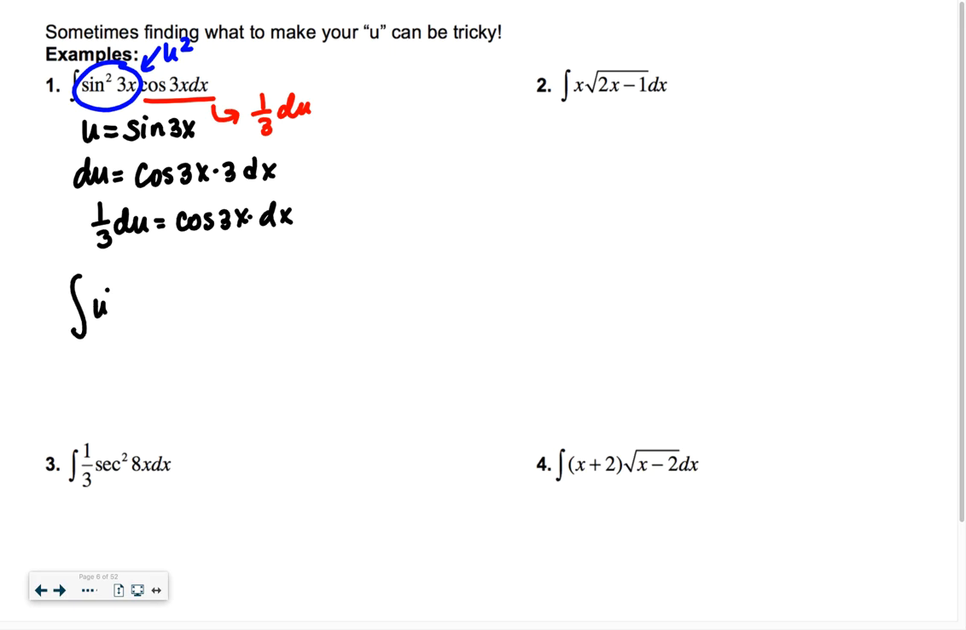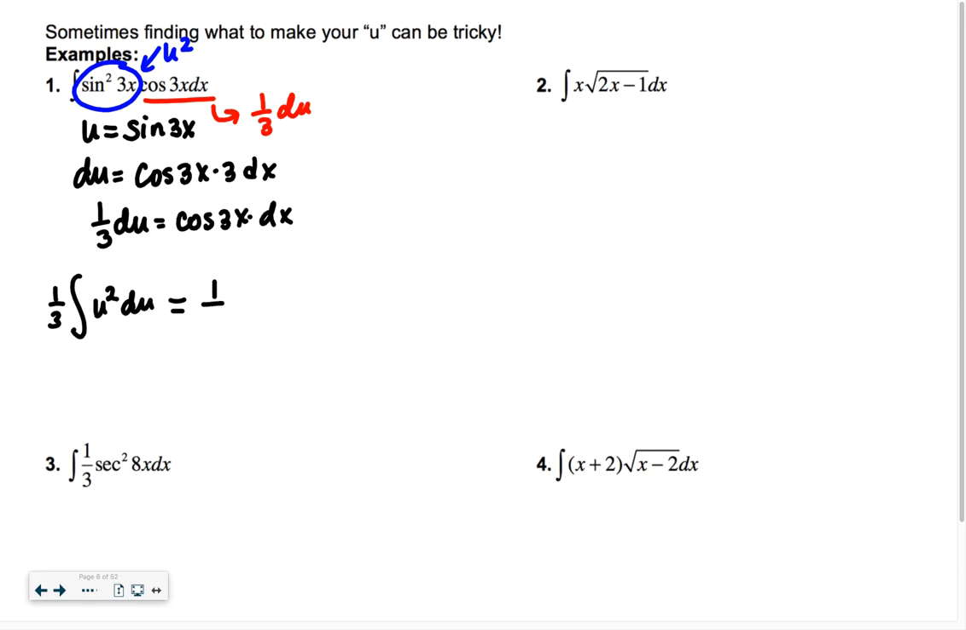So we're integrating u squared with a 1/3 du. So 1/3 integral of u squared du. So our whole reason that we did this is it makes it easier. We know how to integrate this one, but we didn't know how to integrate the first one. Well, we know how to with U-substitutions, right? But looking at it at first without doing a U-substitution, it would be difficult.